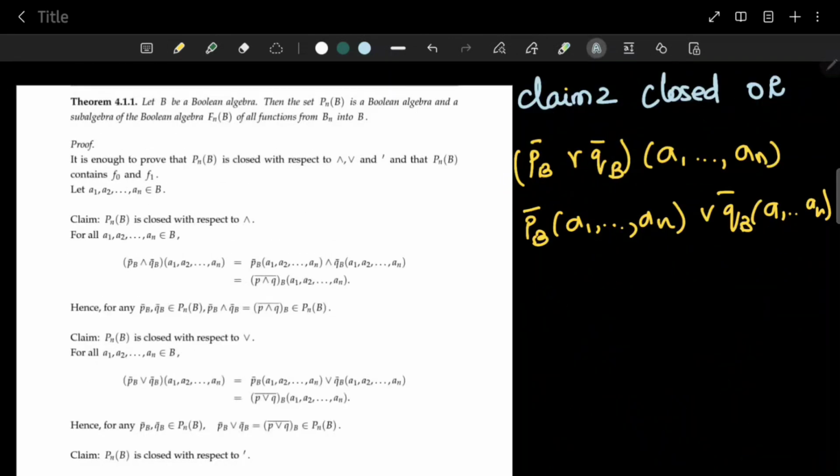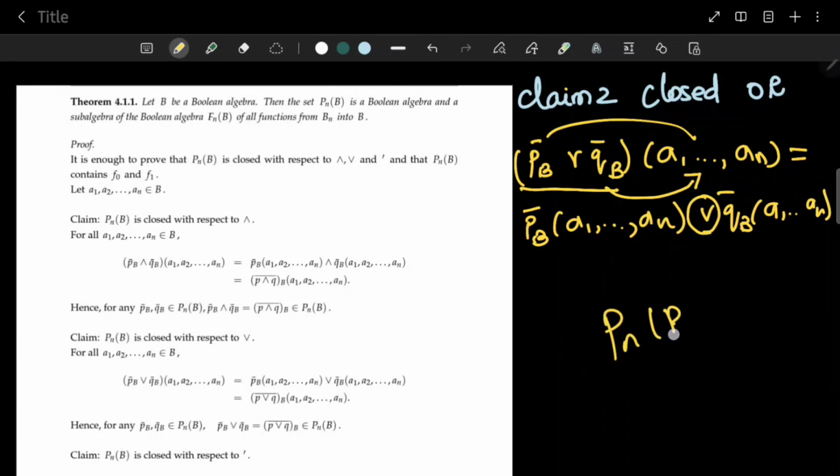Now for the second claim, we are using the same idea as claim 1. So (p ∨ q)(a1, ..., an) is equal to p(a1, ..., an) and q(a1, ..., an), and both are joined under the meet operation. So again, this is a valid Boolean function and remains in P_n(B). So it is closed under OR.